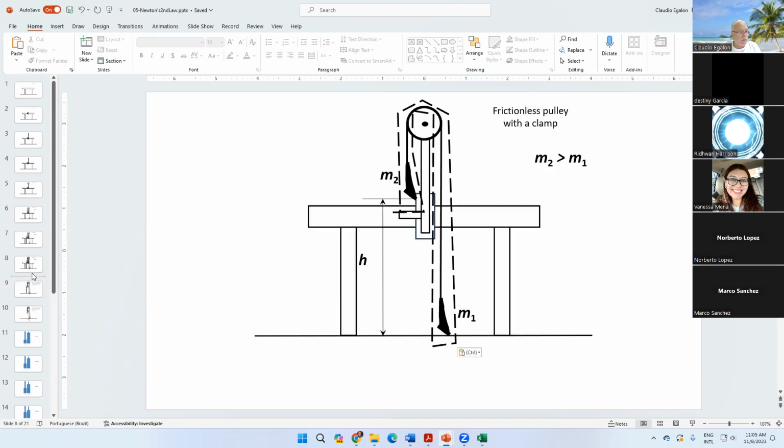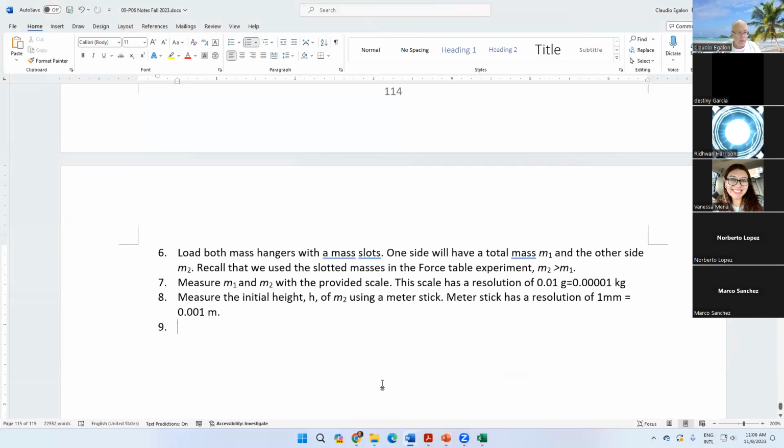And once you load, you gotta do something that's very important. It doesn't look that important, but it is very important. Load both mass handles with masses lots. One side we have total mass M1, and the other side you will have total mass M2. Oh no, so you still have to measure the masses M1, right?